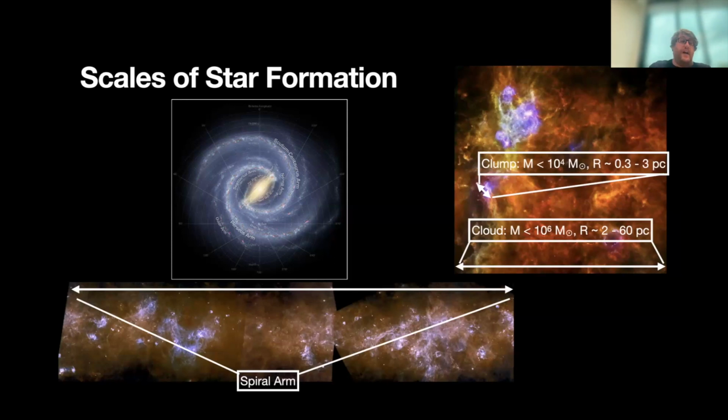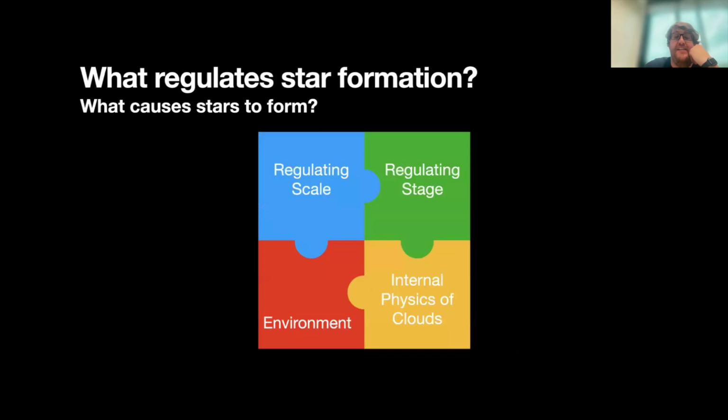And that's where the stars are going to form eventually. So that's hopefully the end of all my definitions. And I can now get to showing you the science that we've done over about 10 years of trying to determine what's the large scale impact of the Milky Way on star formation, so that we can start to see this regulating scale and regulating stage of star formation.